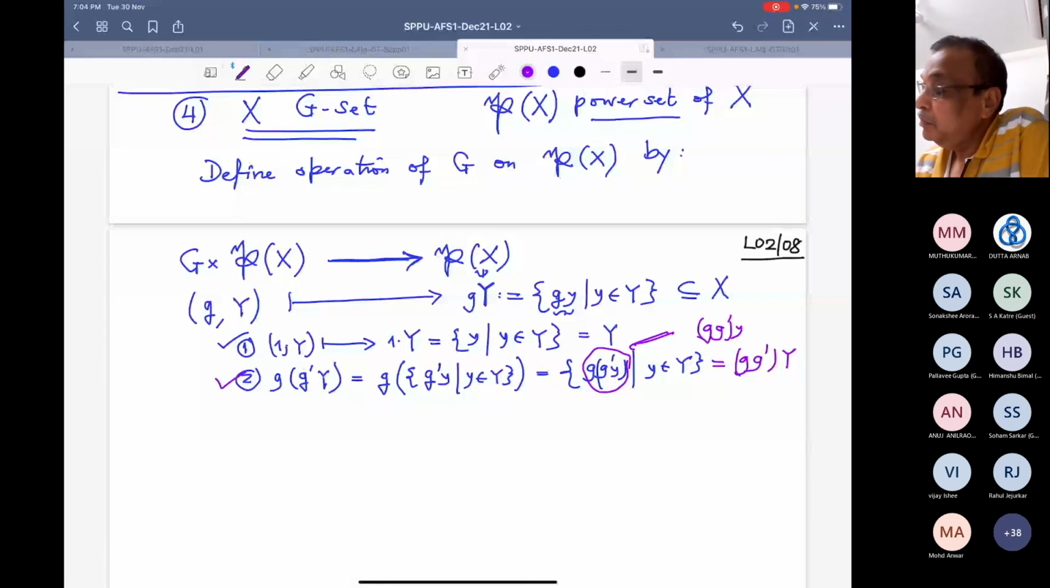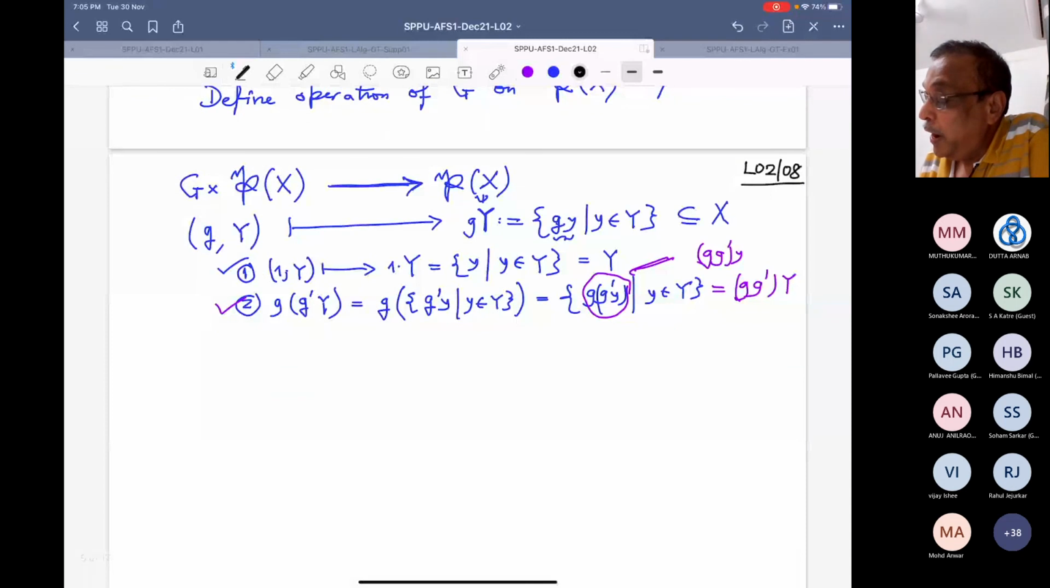Now, note the following with this operation. I want to compute stabilizers. I want to compute the class equation and so on. Orbits we know. All right. So first of all, note the following. If I take any subset Y in the power set, the cardinality of GY is also the same as the cardinality of Y.